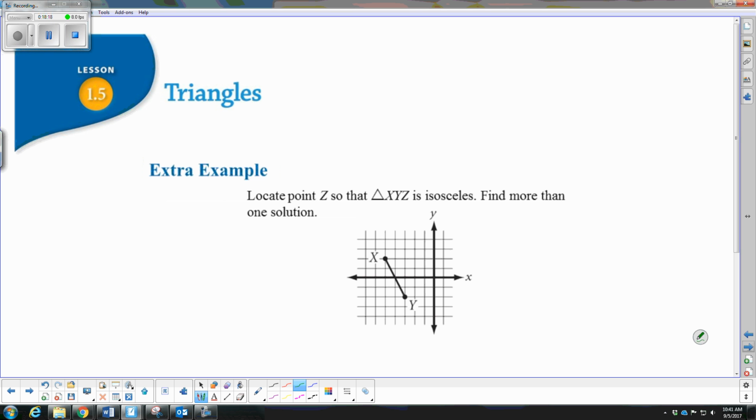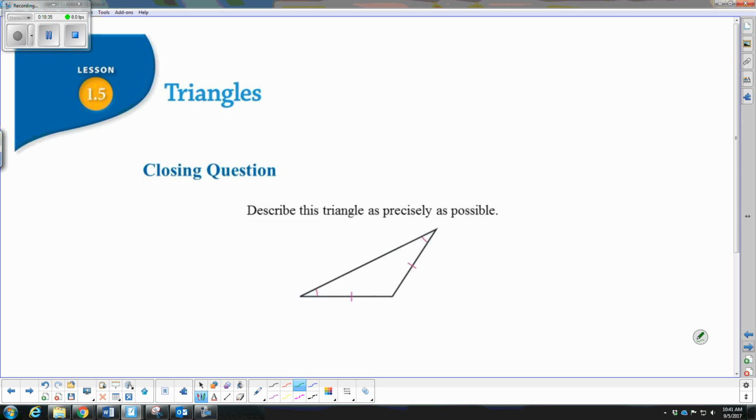The extra example: locate point Z, and you need to label Z so that XYZ is isosceles. There are multiple solutions, so you need to find more than one solution. Please do that on your own. And then lastly, describe this triangle as precisely as possible. So you can classify the triangle, you can label or indicate which sides or angles are congruent, and please complete this on your own.